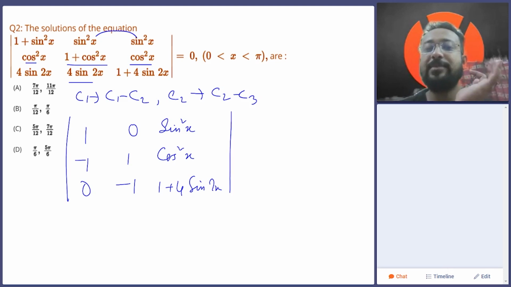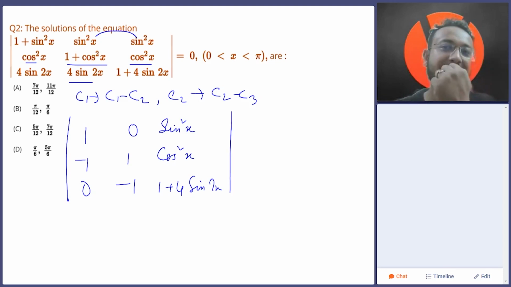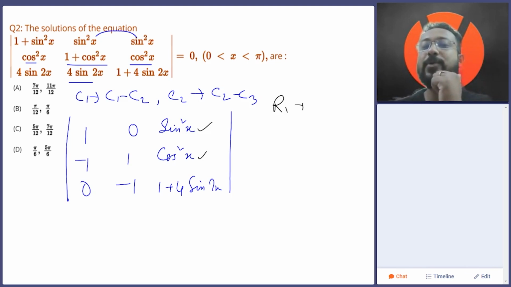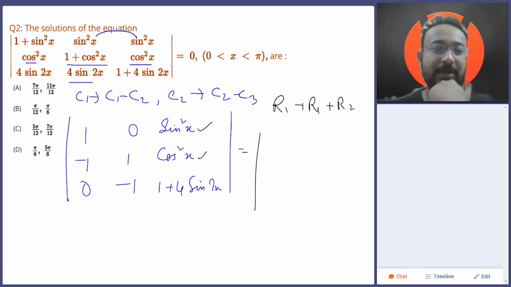Okay, one more transformation I am applying. Why, sir? Because I can see here sine square x plus cos square x, if I add, so I am doing R1 to R1 plus R2. If you do it, beta, what will happen? Check. 1 plus minus 1 will become 0, sir. This will become 0 plus 1, this will become 0 plus 1, 1. And then sine square x plus cos square x will become 1.